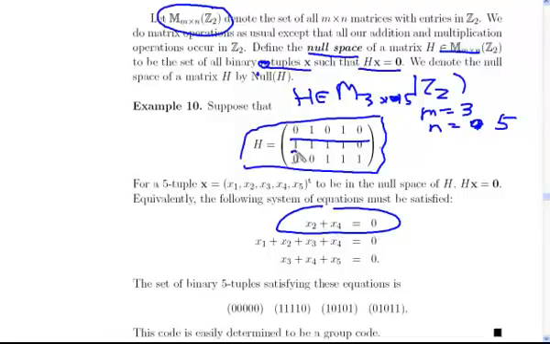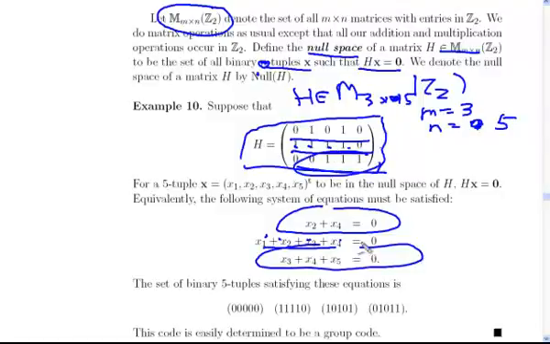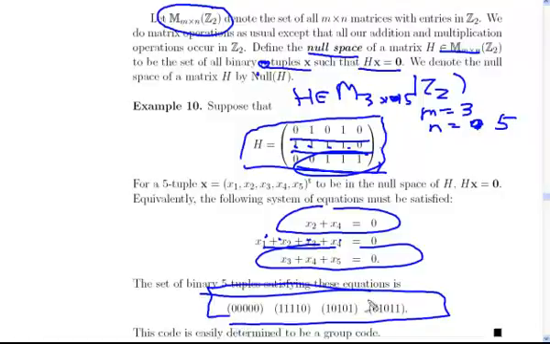Orthogonality with the second vector yields this equation, right? Because inner product is going to give this bit plus this bit plus this plus this bit. That corresponds to x1 plus x2 plus x3 plus x4. And the orthogonality with this vector is going to give this equation here. It turns out that the set of binary 5 tuples that satisfy these equations, we'll talk about how to find these solutions, turns out to be this. Of course, the all 0 code is always going to work. And then you can solve for the other ones.